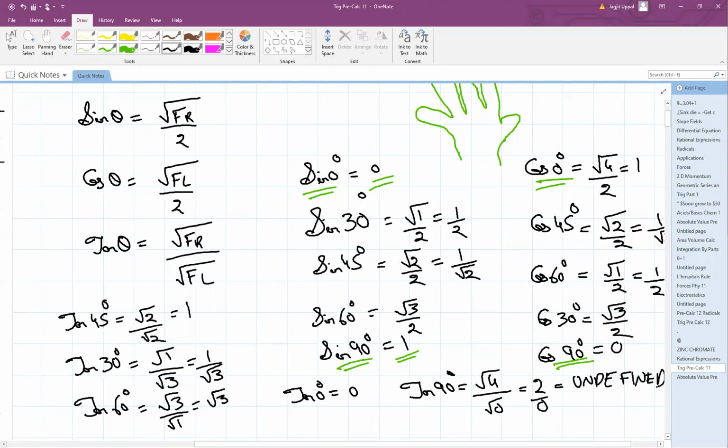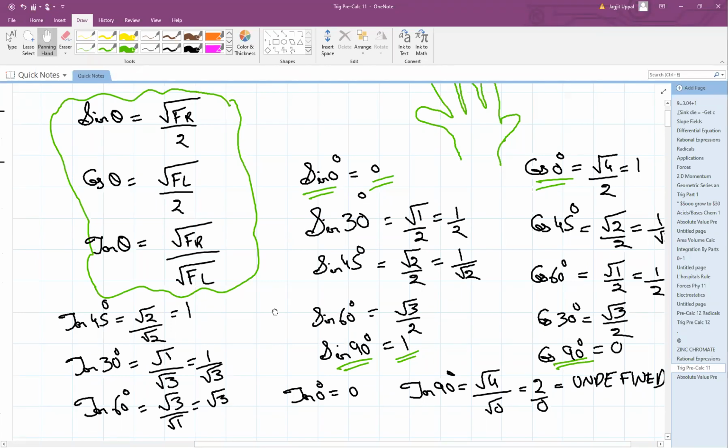Okay, the rest of you guys, are you following so far? Yeah. So guys, these are the formulas that are going to make your life easy. Remember these. Sine theta is square root of fingers on the right over 2. Cos theta is square root of fingers on the left over 2. And tan theta is square root of fingers on the right over square root of fingers on the left.